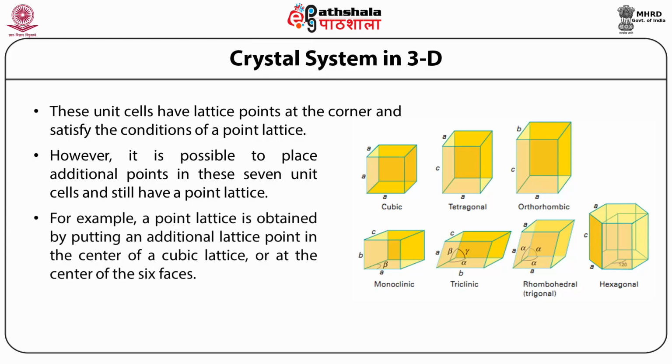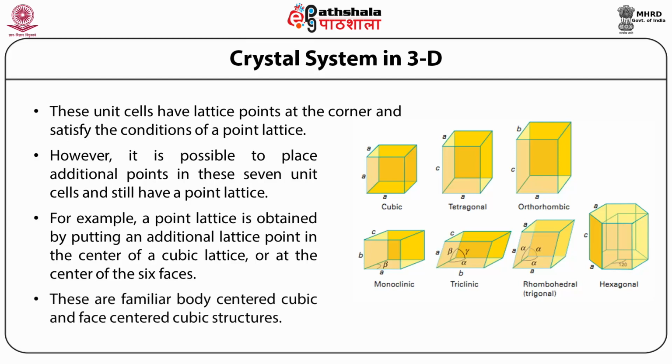For example, a point lattice is obtained by putting an additional lattice point in the center of a cubic lattice or at the center of the 6 faces. These are the familiar body-centered cubic and face-centered cubic structures. So depending upon this classification, we have 14 Bravais lattices.